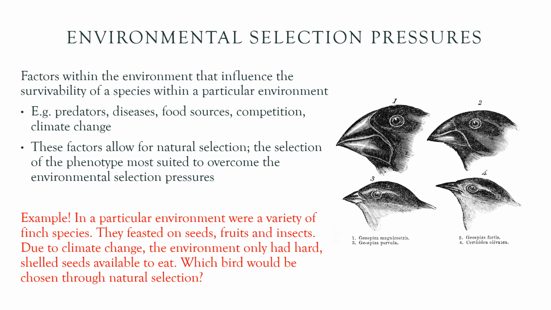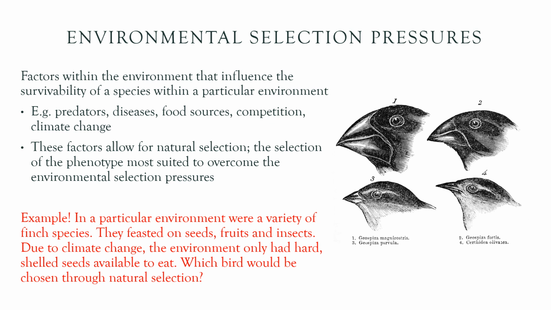So the example I'm going to be using throughout this PowerPoint is Darwin's finches. So Darwin's finches are several bird species that Charles Darwin observed over several different islands, and he noticed that they all looked different depending on where they lived, even though they were all finches. So in a particular environment were a variety of finch species. They feasted on seeds, fruits, and insects. Due to climate change, the environment only had hard-shelled seeds available to eat. Which bird would be chosen through natural selection?